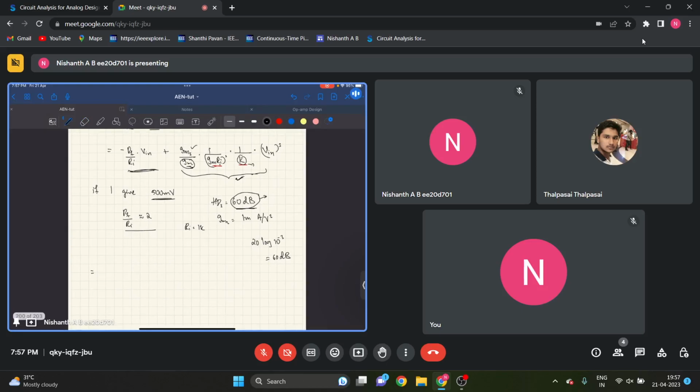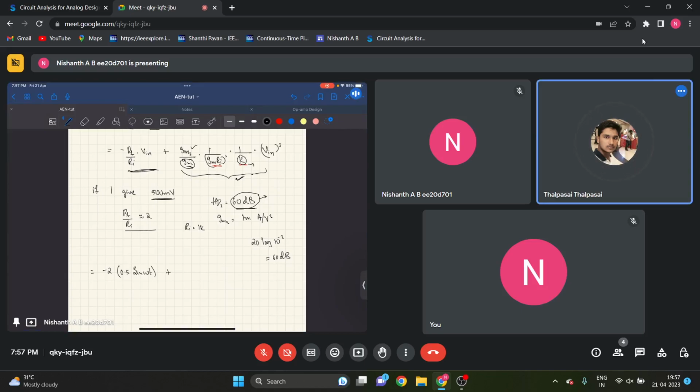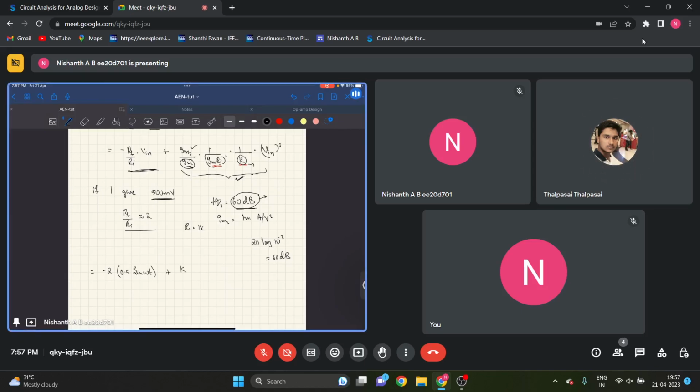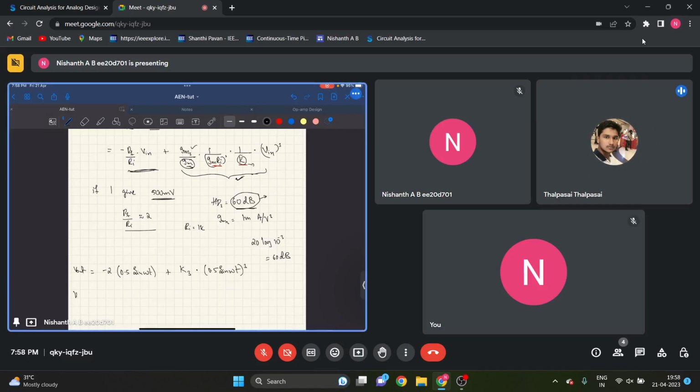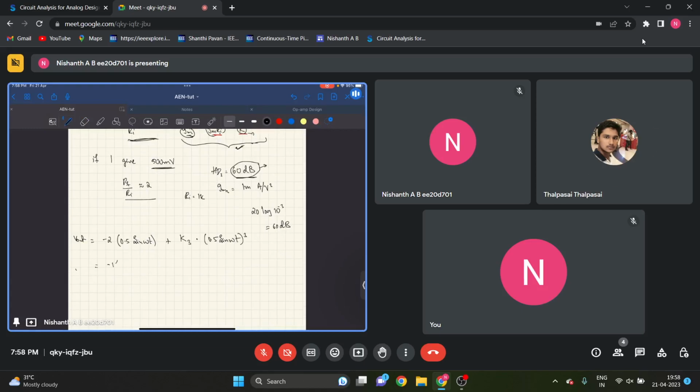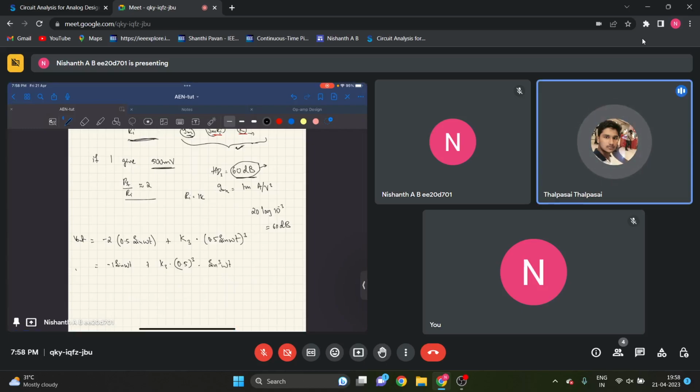What is minus RF by Ri? It's minus 2, right? Yes, sir. That is into K. 0.5 sine omega t is the input, correct? Plus some factor, let's call this K3, into 0.5 sine omega t, right? This is V out. So let us continue this line of thought. This is minus 1 sine omega t plus K3 into 0.5 whole cube into sine cube omega t, correct? Yes, sir. Sine cube omega t we can write like this, sir.